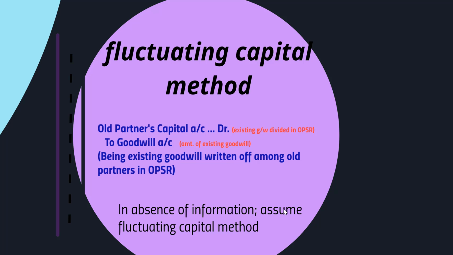We need to credit the goodwill account with the amount of existing goodwill and debit it among the partners' capital accounts in old profit sharing ratio. Narration being: existing goodwill written off among the old partners in old profit sharing ratio. So again, we credit the goodwill account with the amount of the existing goodwill and debit the old partners' capital accounts in their old profit sharing ratio.